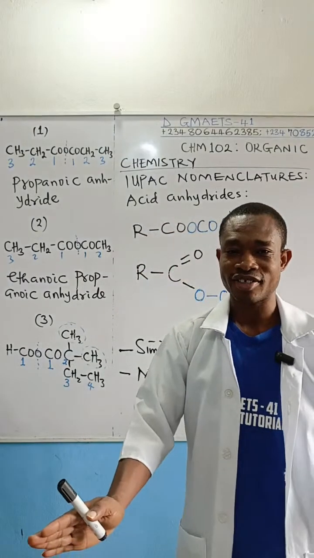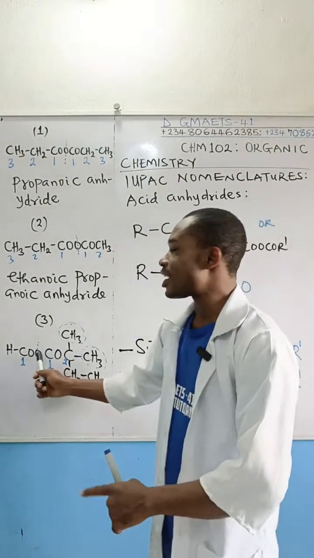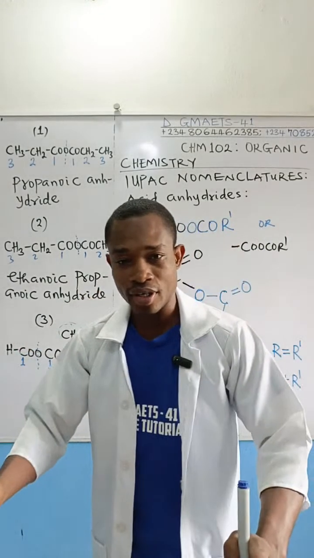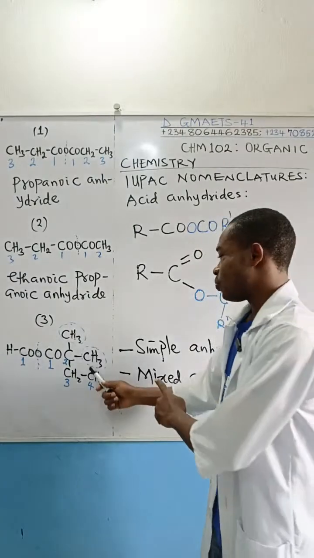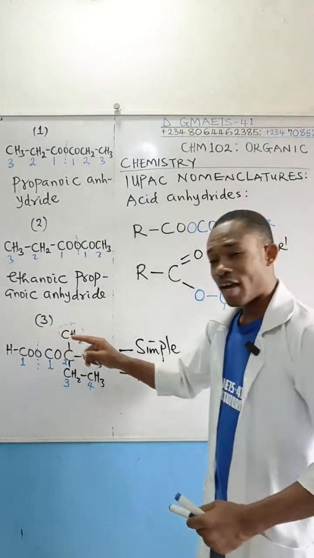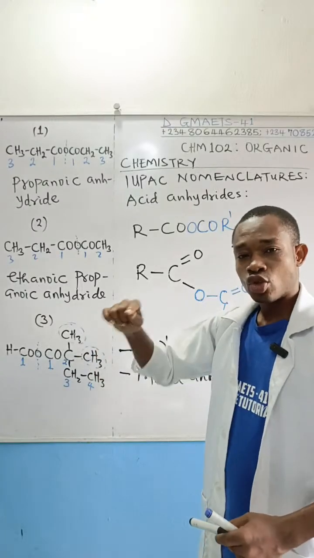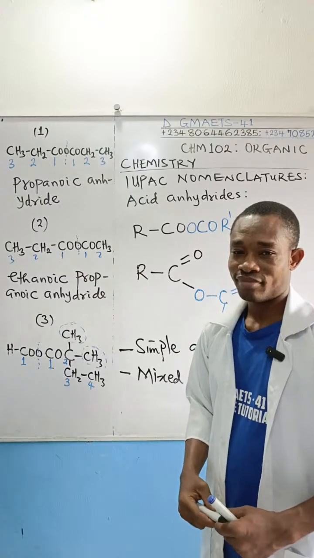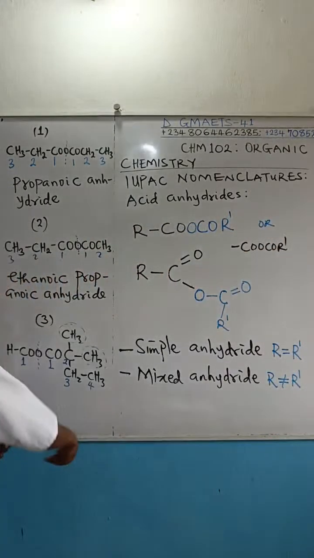Don't be scared. In the ethanoic part, there is no attachment, no substituent, so you just move on. Ethanoic. Then to pronounce the propanoic, you must indicate the substituent: ethanoic, 2-methyl propanoic acid. Anyway, let's just focus on what I have here.